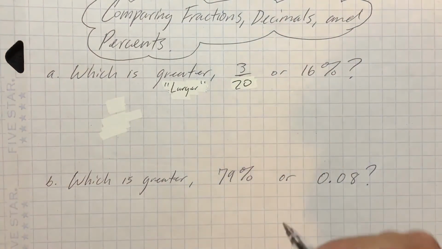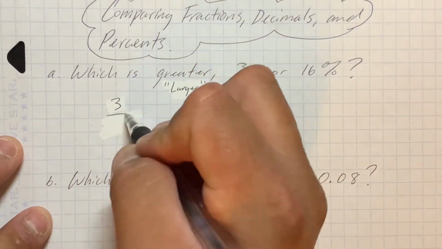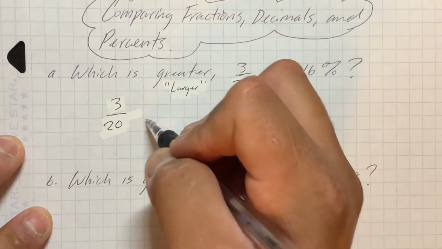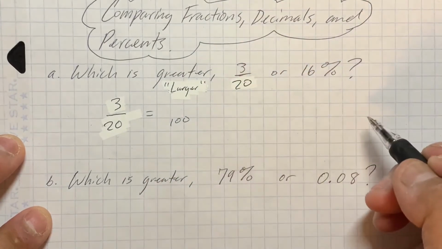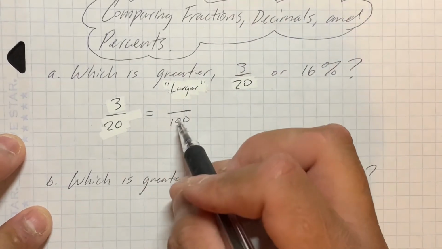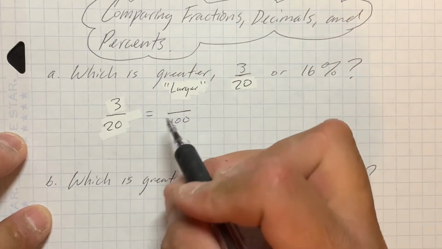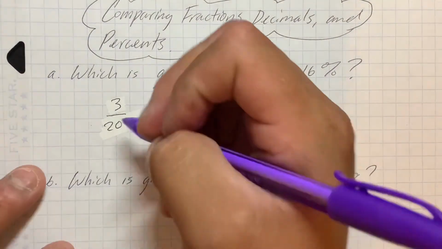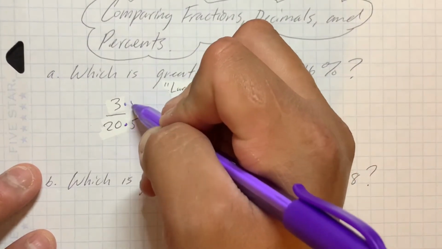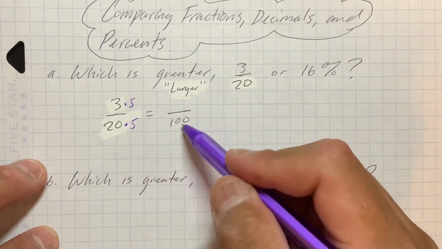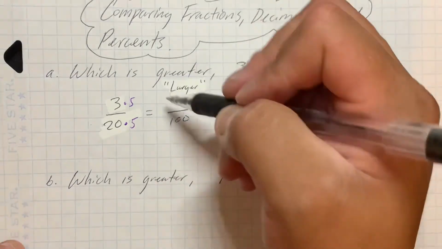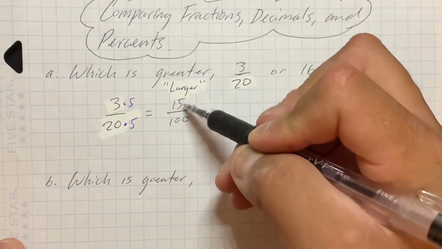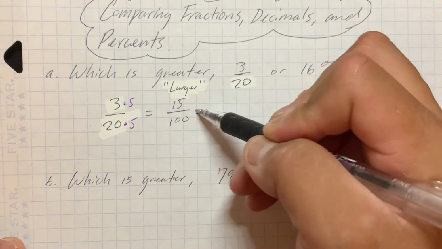So in this case, what we want to do, we have 3 over 20. So we want to make the denominator be equivalent to 100. Okay, it always has to be 100. How do we get from 20 to 100? Well, 20 times 5 would be 100. So 20 times 5 is 100, and 3 times 5 is going to be 15. So 15 over 100 is going to be 15%.